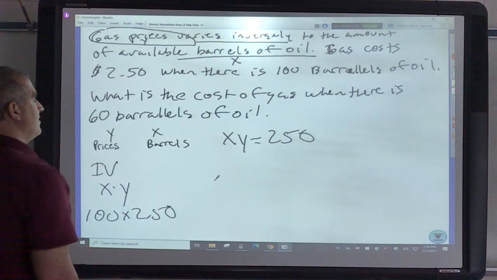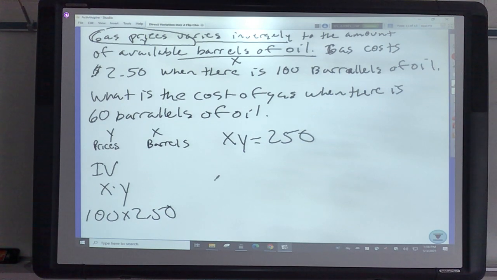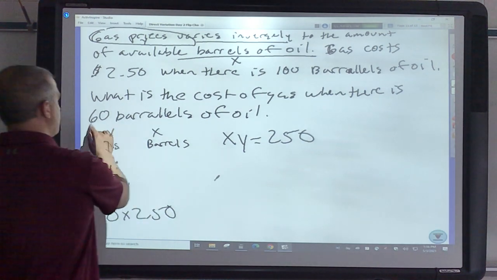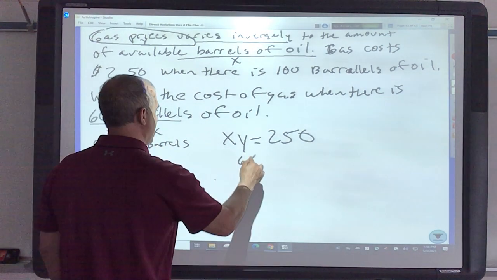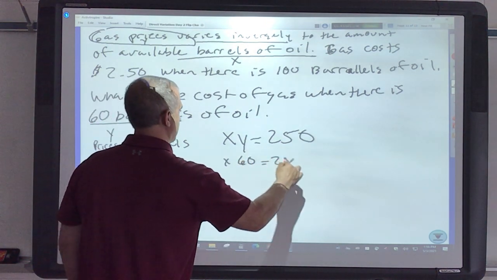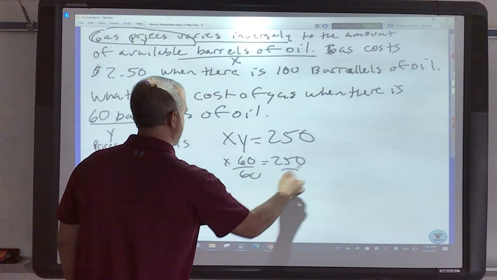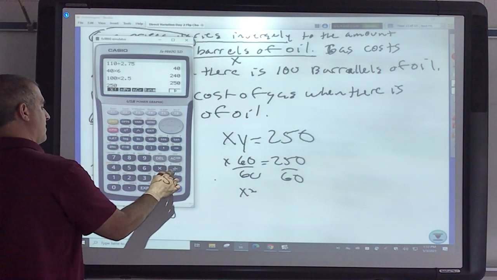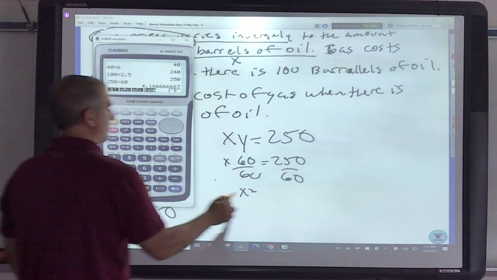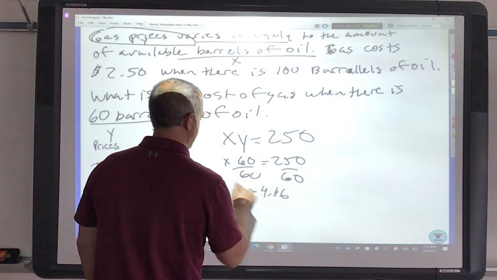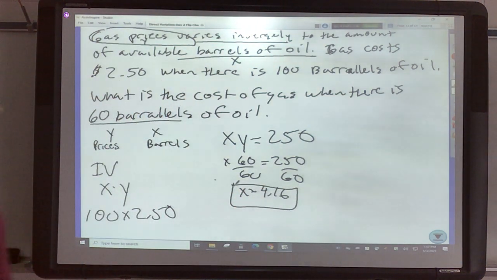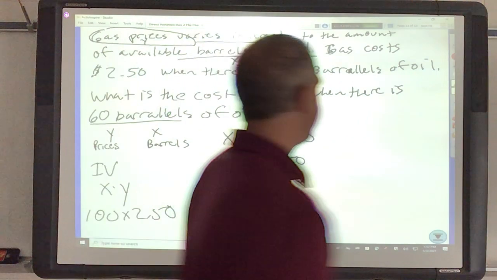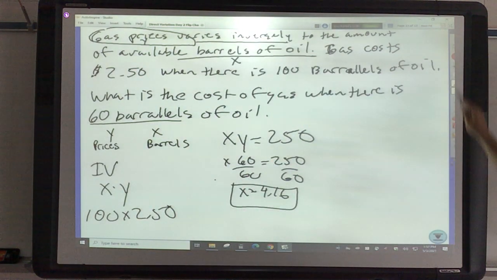Now it says, what is the cost when there is 60 barrels of oil? So what they've given me here is the x amount. So I divide by 60. 250 divided by 60 is 4.16. That would be the cost, about $4.16. All right, let's go on.